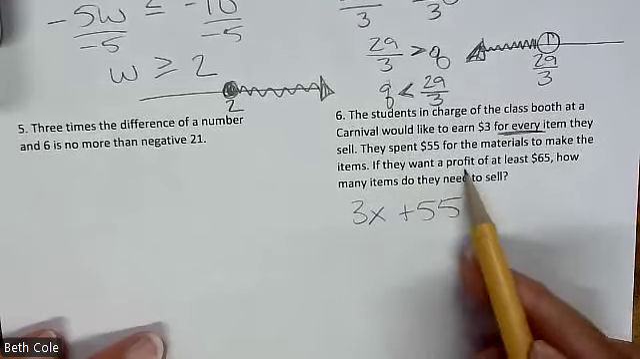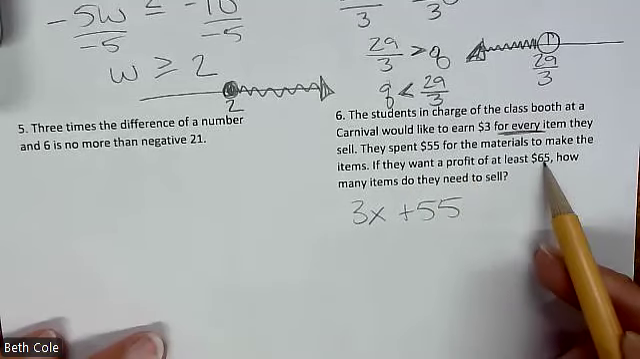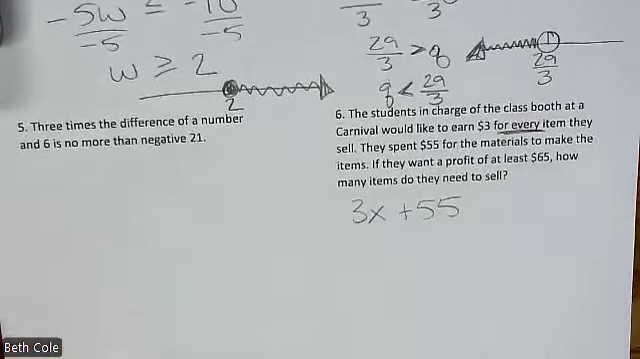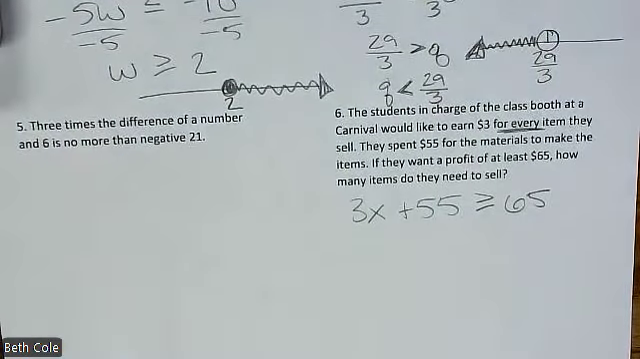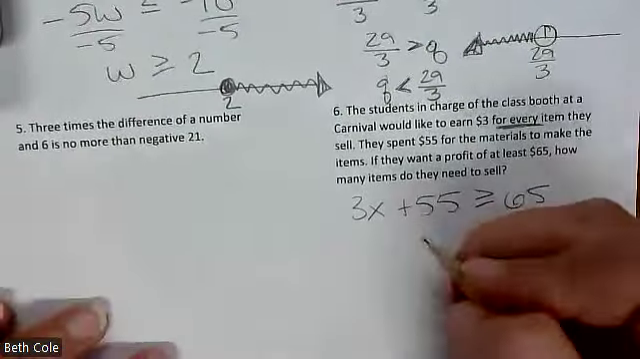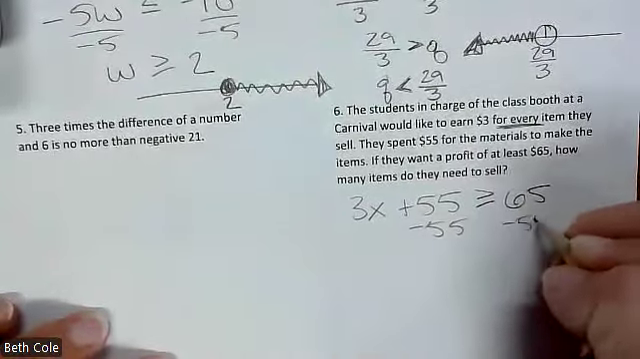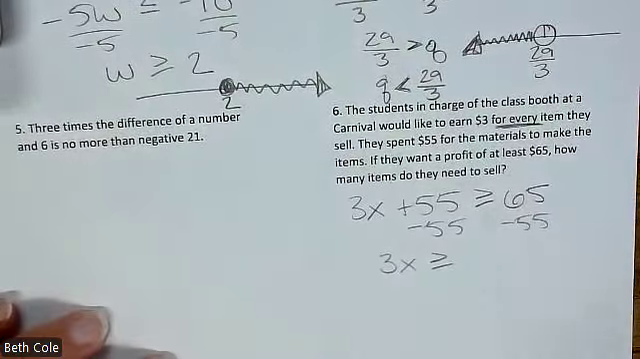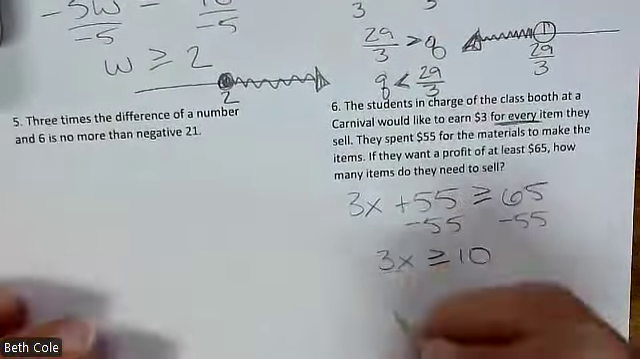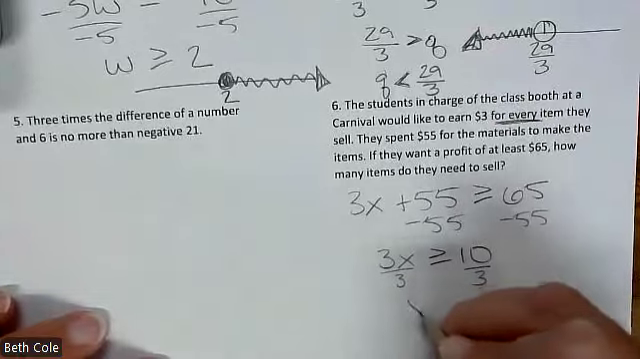Now, they want a profit of at least 65. So that means they want 65 or more. So greater than or equal to 65. Good job, that went well. So then we're just going to solve it. Minus 55. 10, good. Now you would divide by 3.